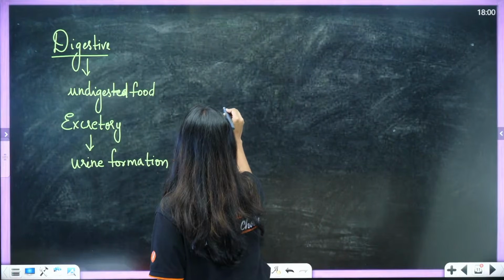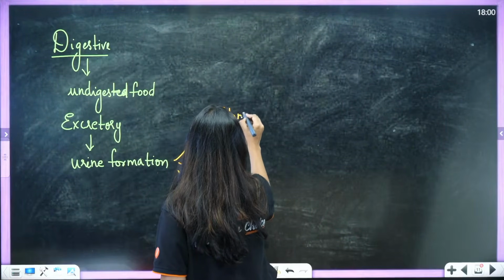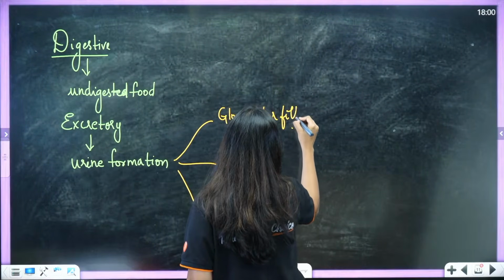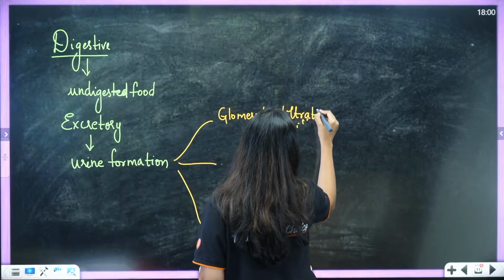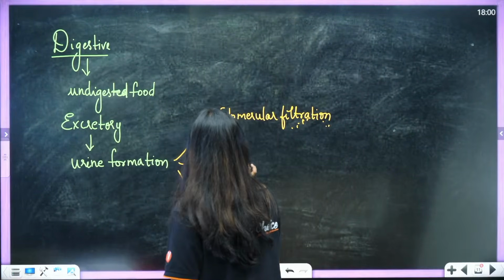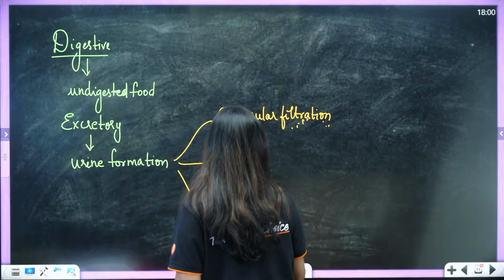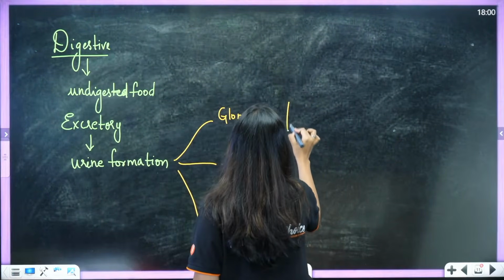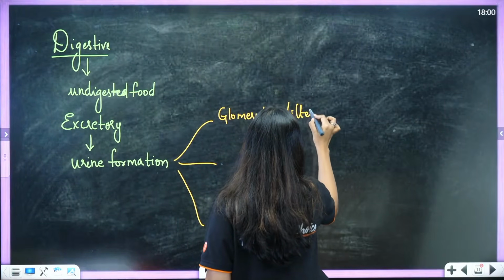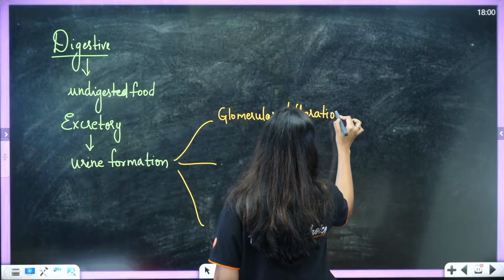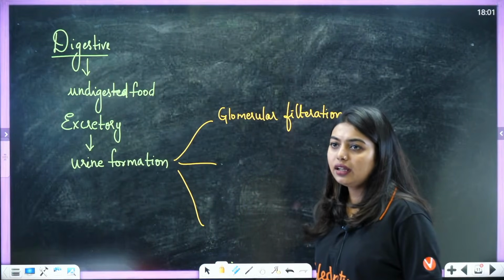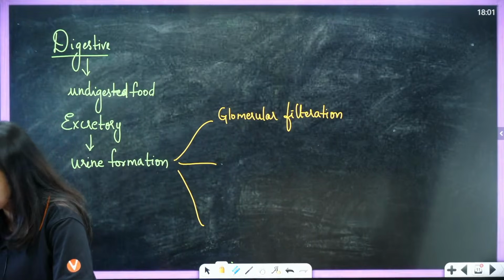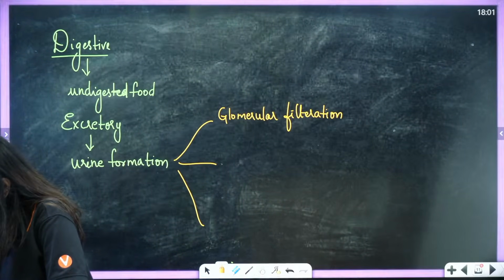steps are there. First is glomerular filtration. Next is tubular, or how many of you remember? Tell me in the chats, what is the next step after glomerular filtration? Tubular what? Tubular secretion or reabsorption?